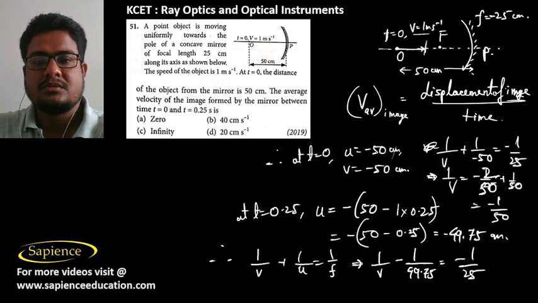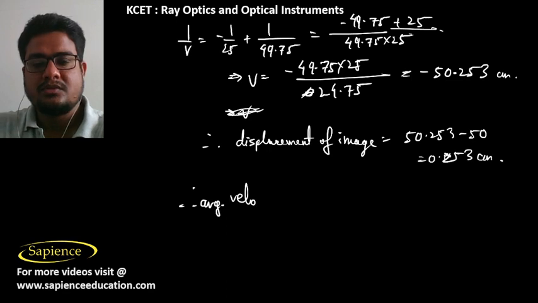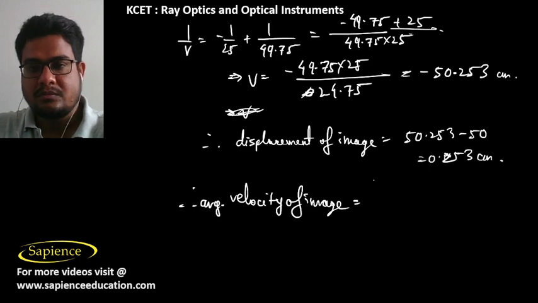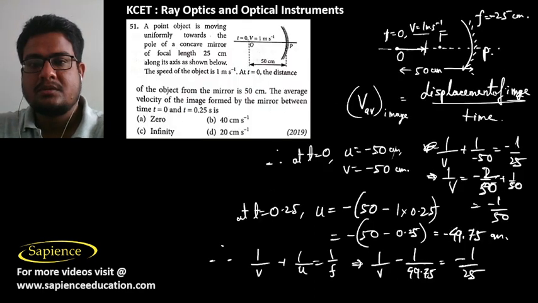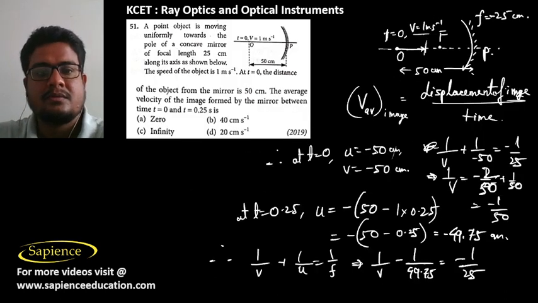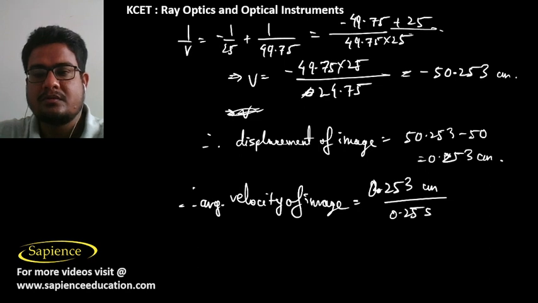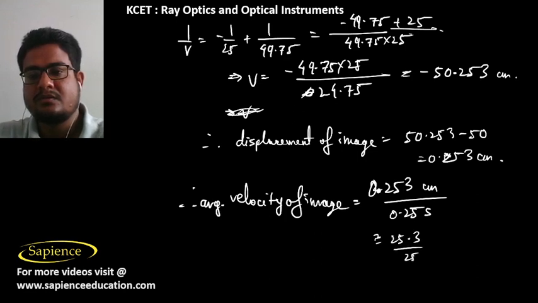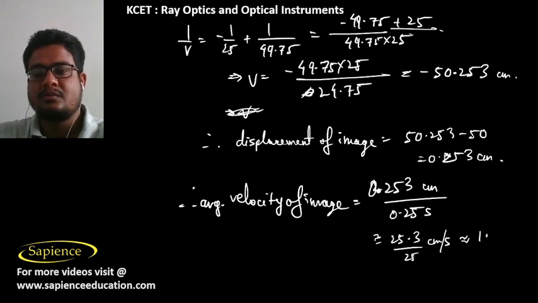For the average velocity of the image, that will be equal to 0.253 centimeter divided by the time interval, 0.25 seconds. Should be approximately equal to 25.3 divided by 25 per second. So approximately 1.